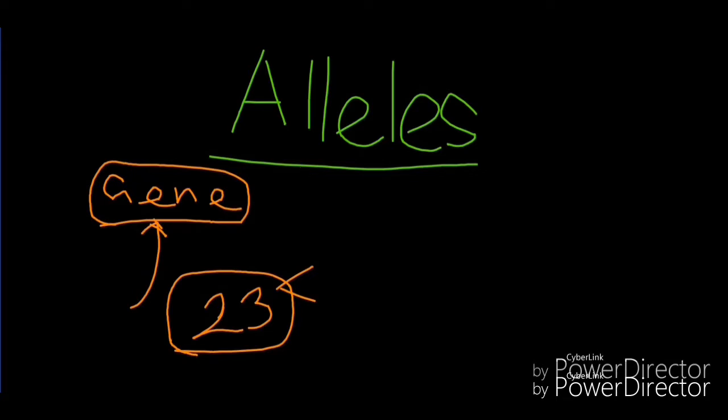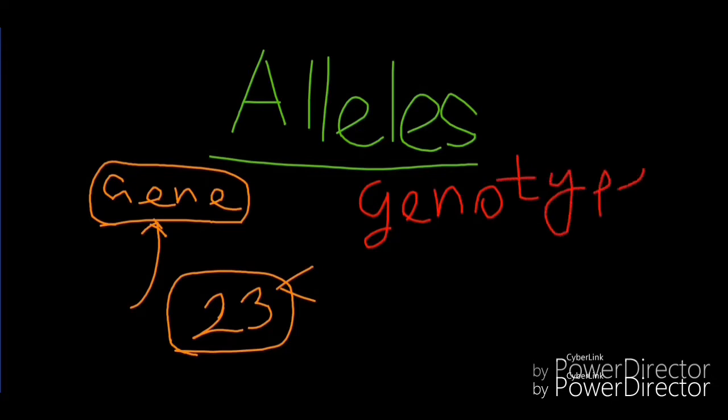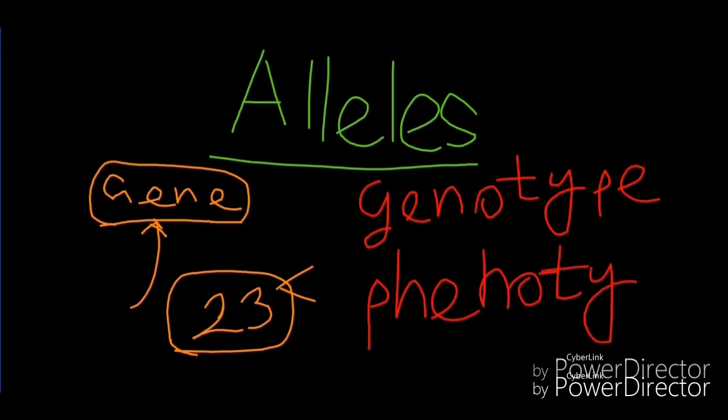So when we have understood the concept of allele, let's go through this. You will hear two words when you're learning the concept of allele, and the first one is genotype, and the second word is phenotype. So what are these? This is a question, right? What is genotype or what is phenotype?